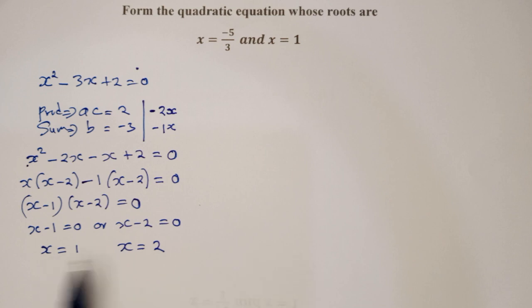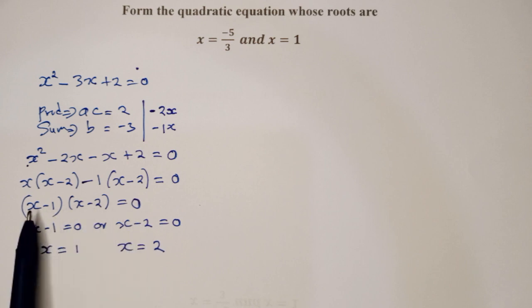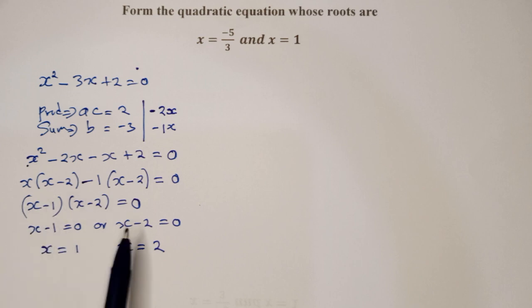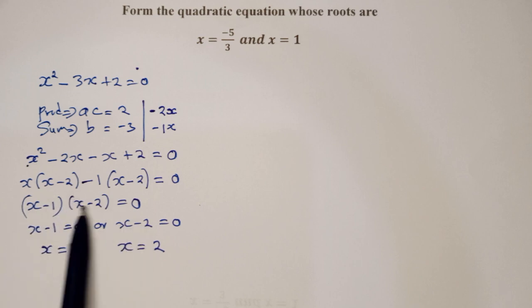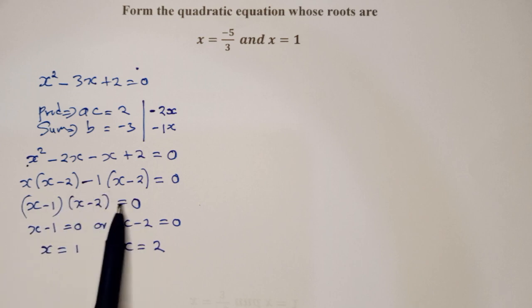Let's check this one here. This is x minus 1. So if we bring x this side, you're going to end up with x minus 1 equals 0. The same happens here. If you take this to the other side, you're going to remain with x minus 2 equals 0. Then these two, you put them under brackets and multiply them. So it will be x minus 1 in a bracket multiplied by x minus 2 in a bracket. Then you equate them to 0.